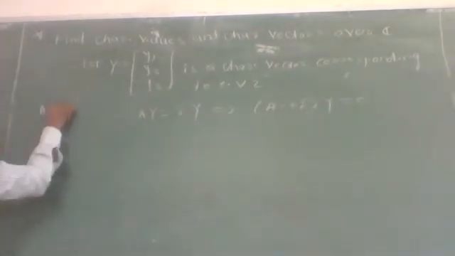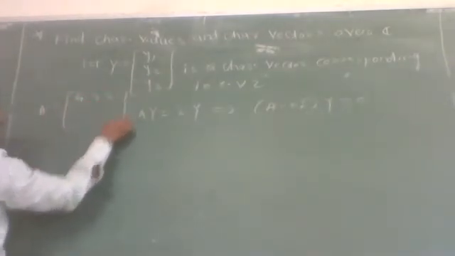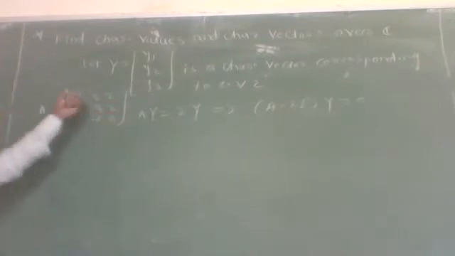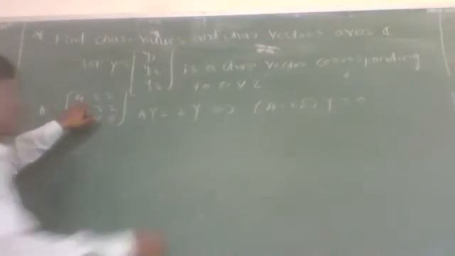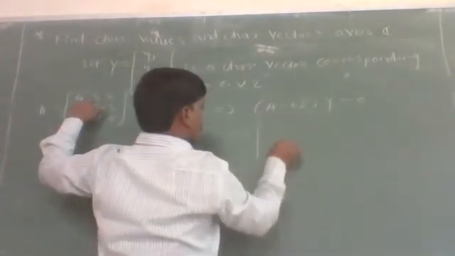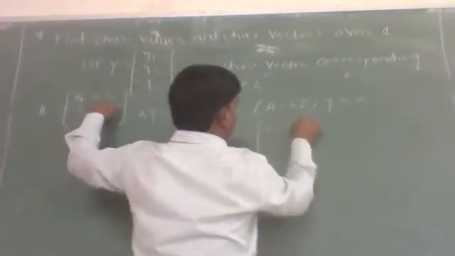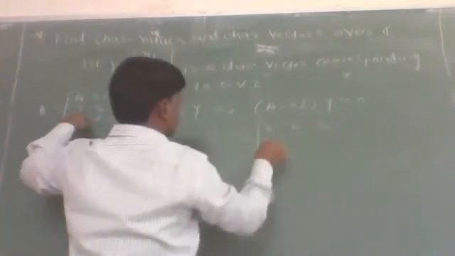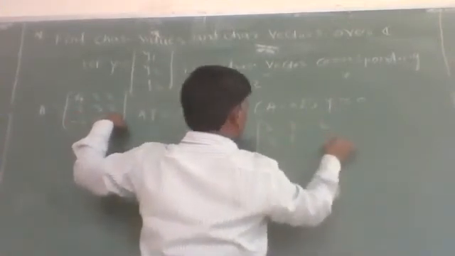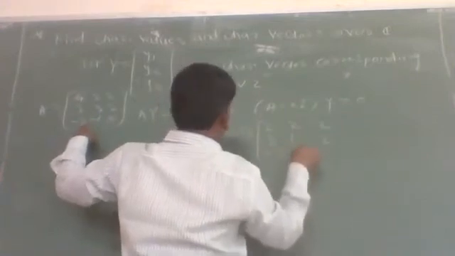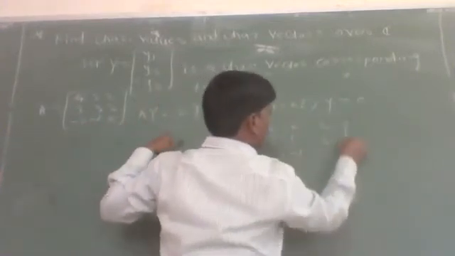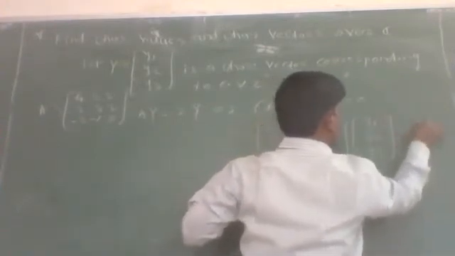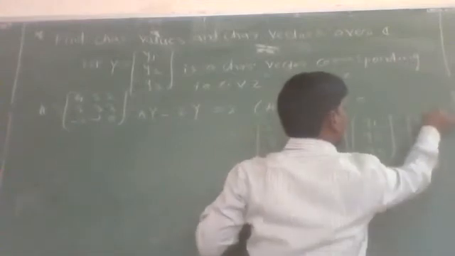But A is 4, 2, 2, 3, 3, 2, minus 3, minus 1 and 0. Now we have to subtract 2 from the diagonal elements: 4 minus 2, 2, 2, 3, 1, 2, minus 3, minus 1 and minus 2, into y1, y2, y3 is equal to 0, 0, 0.